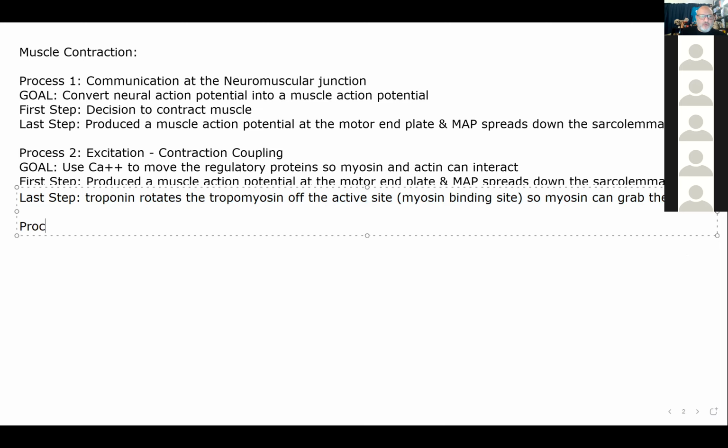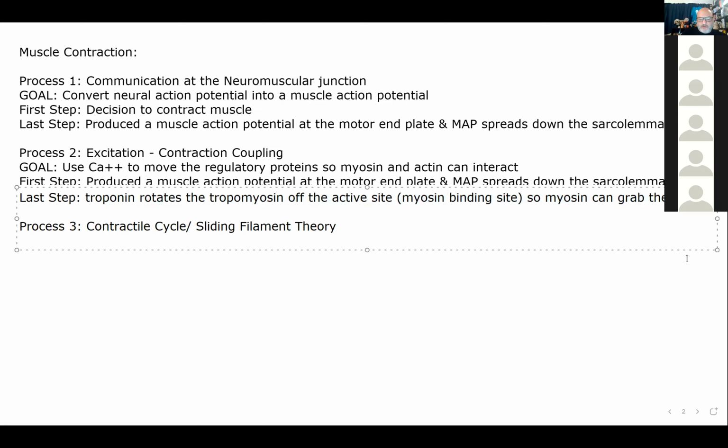Excellent. And while we're here, what is process 3? The contractile cycle, meaning it's a continuous process. Excellent, contractile cycle. Or remember, we could also call it the sliding filament theory. Both of those are acceptable. What is our goal of the contractile cycle? To allow the myosin and actin to interact with each other. True. And what does that do when the myosin and the actin interact? It changes the length of the muscle cells.